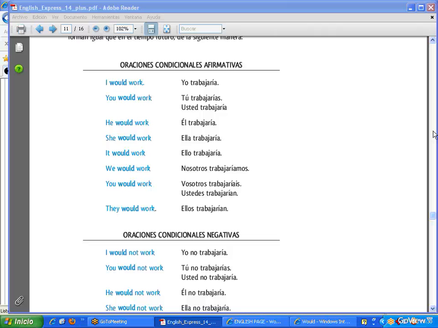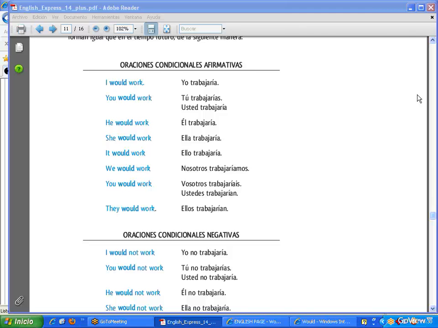had, we make the same contraction. So this could be I would or I had. Okay? But you will see it in the context of the sentence. You will understand. Okay? So it's not too confusing. Okay, so this is the structure of making it. You would work, they would work.